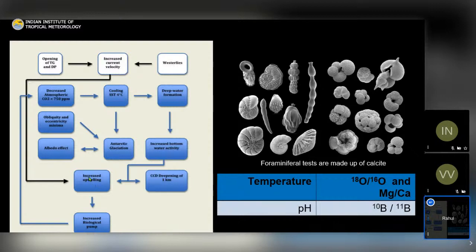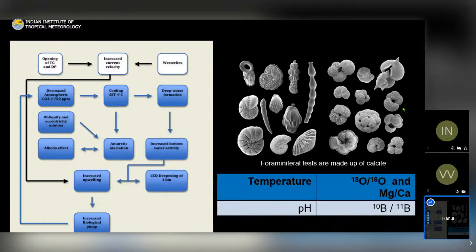So you have increased upwelling. With that, an increased biological pump, that is the phytoplankton and the zooplankton activity starts, because they start getting the nutrients on the surface of the ocean. What do they do? They sequester carbon dioxide. What it does is cool the SSTs. The other reasons for Antarctic glaciation could also be obliquity and eccentricity minima. As you know, the Earth is tilted at an axis and it wobbles, and that could also lead to glaciation. Then of course, once the ice sets in, you have the albedo effect. But how do we know all this story?